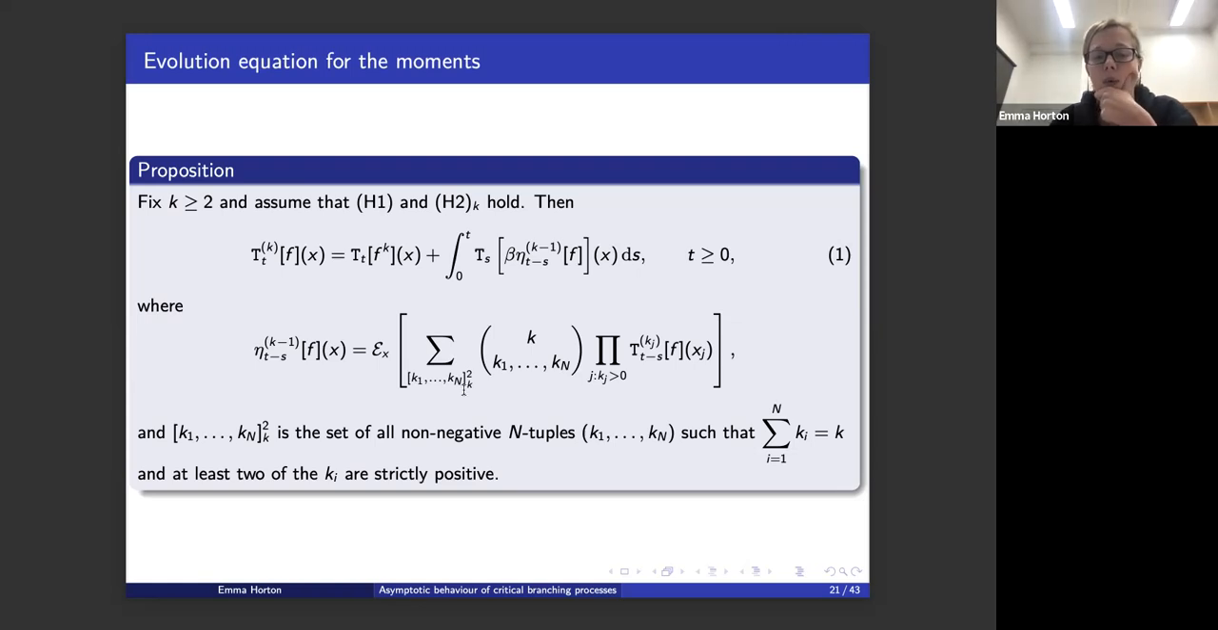So this set k1 up to kn is all the possible n-tuples such that the sum of the elements is equal to k, but at least two of them are strictly positive. So this is exactly where we see that any moment that appears in this product here is going to be of order strictly less than k. And this can also be seen as a many-to-few type formula because it's looking at the kth moment of a branching process and relates it to lower order moments as well, which is very related to work by Simon Harris and many, many other people on the many-to-few formula.